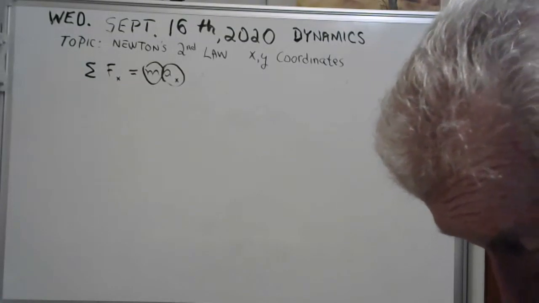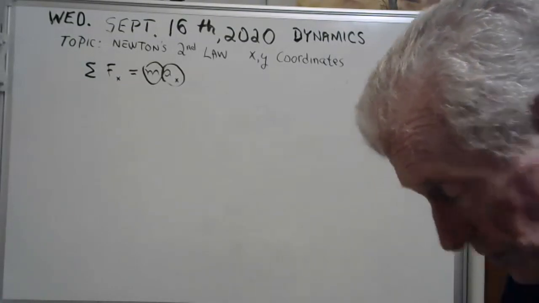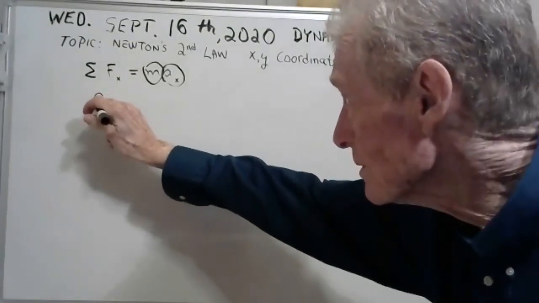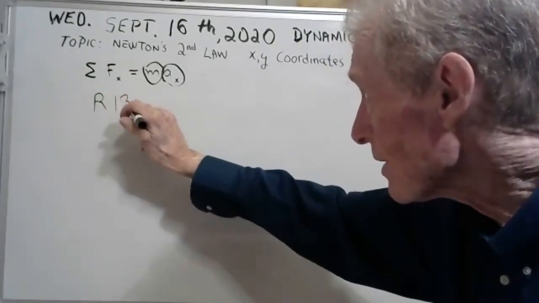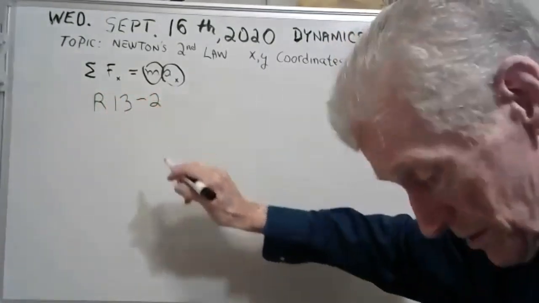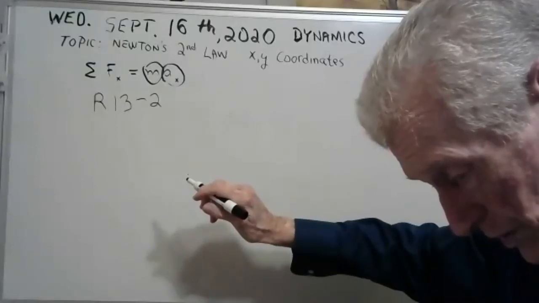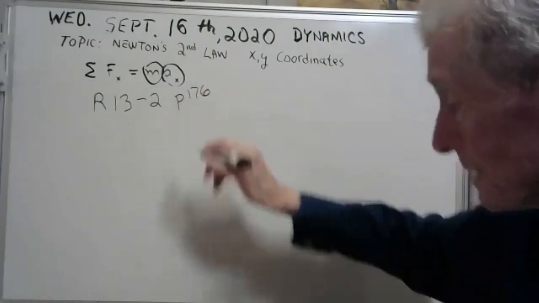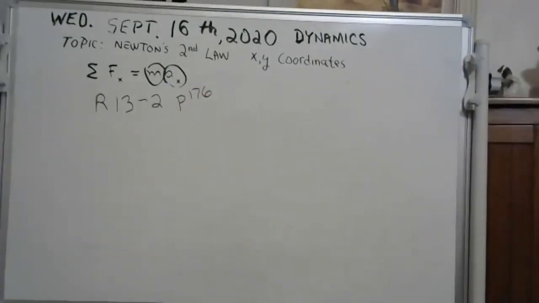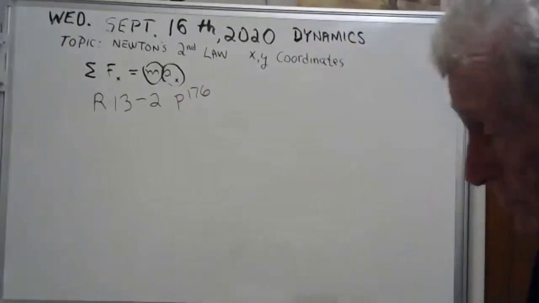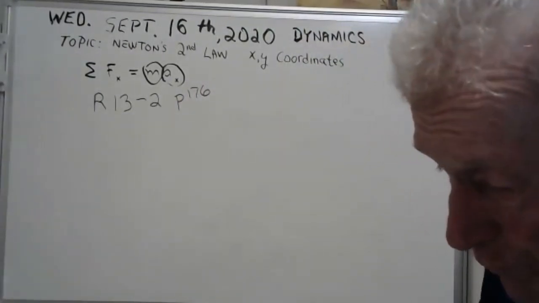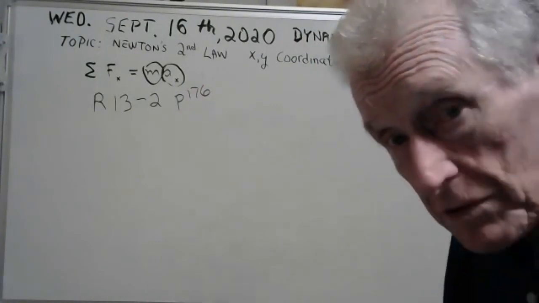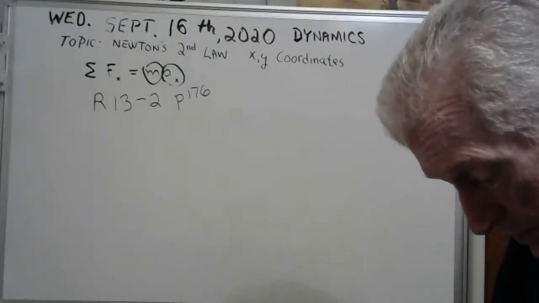Okay, now let's do this one. This is review problem 13.2. We just did a review problem. This looks a little harder, actually. It's on the same page, on page 176. And you know the drill. You're supposed to draw the free body diagram. You're supposed to draw the diagram of the body there.